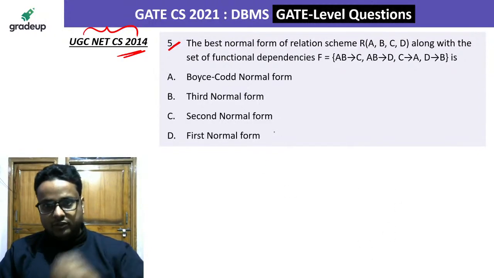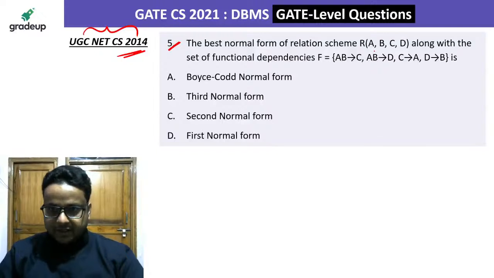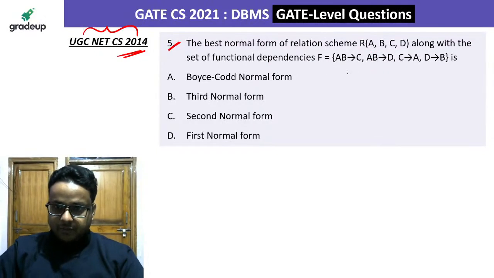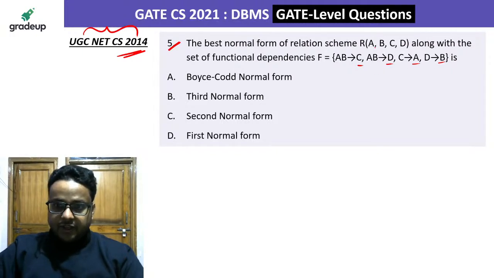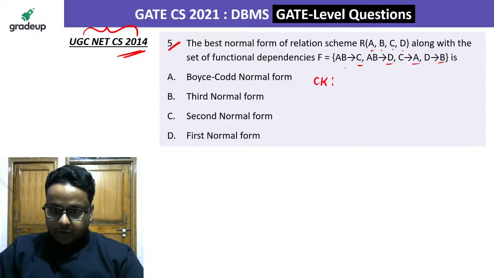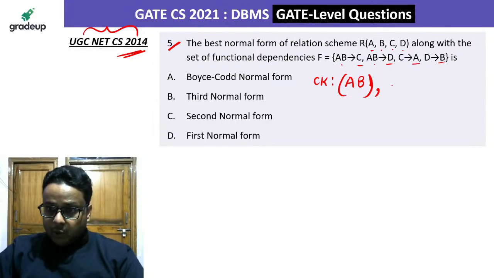Now, if we solve this question, the best normal form they are asking along with the set of FDs. So C, D, A, B, everything is coming here. Now candidate key. If we try to find, AB will be the candidate key. One candidate key is AB. Now one candidate key will be CD. Obviously we are able to see.